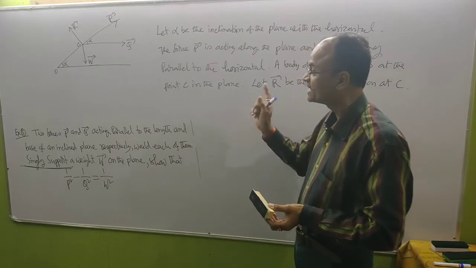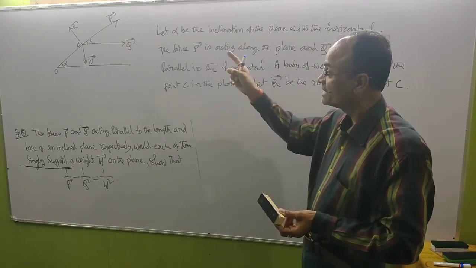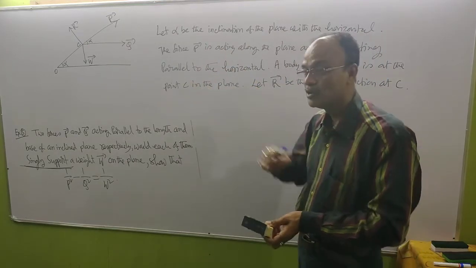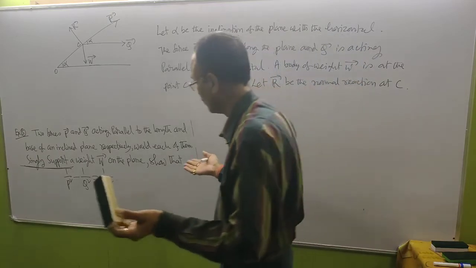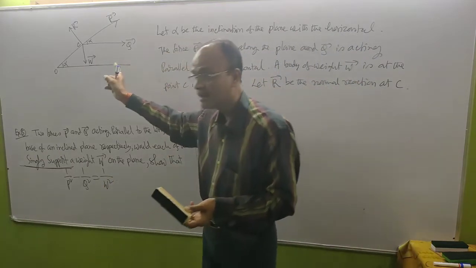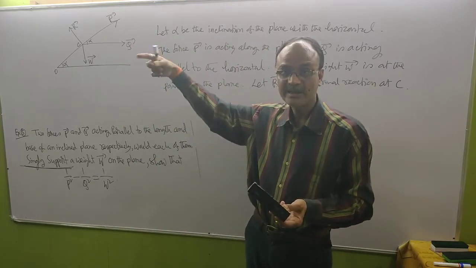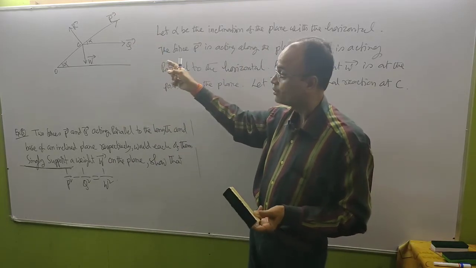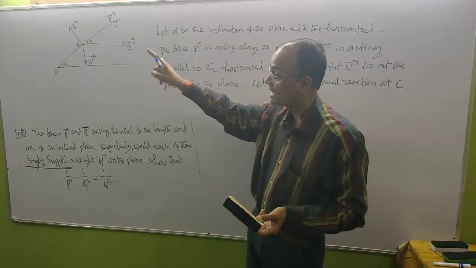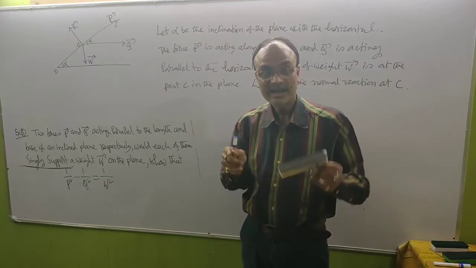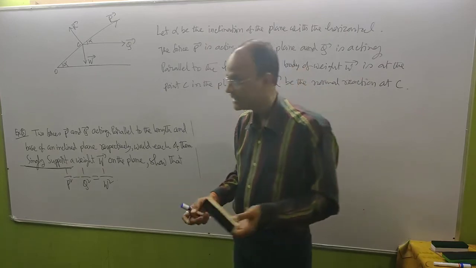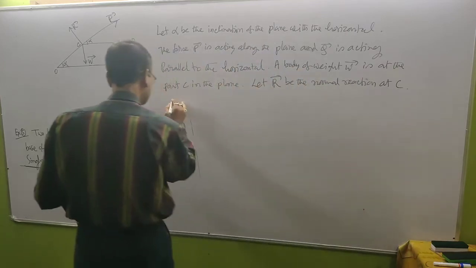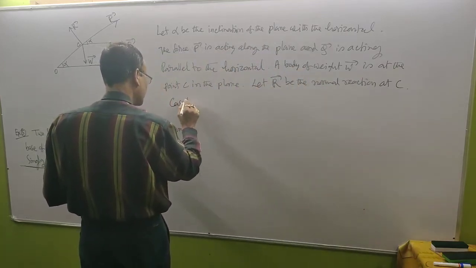Now, two cases arise. When the forces P, R and W are acting at C, it will be in equilibrium. And when, instead of P, you replace P by Q, the forces Q, W and R acting at the point C will also be in equilibrium. Now, case 1.